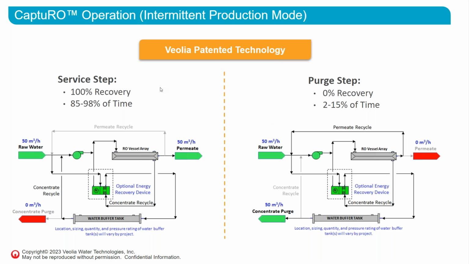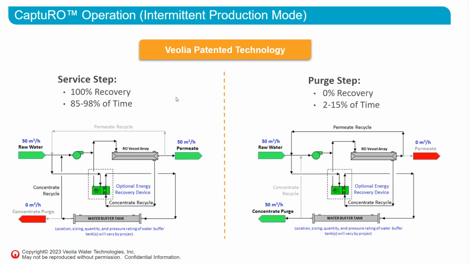So this shows the 2 modes which Capsuro alternates between continuously, going back and forth between these two steps. On the left, we have the service step, which is where it's producing external permeate. In this mode, it operates at 100% recovery rate for, say, 85 to 98% of the time. So during this step, the permeate flow rate is equal to the feed flow rate, and all of the concentrate flow is externally recycled, and there's no external concentrate stream during this service step.